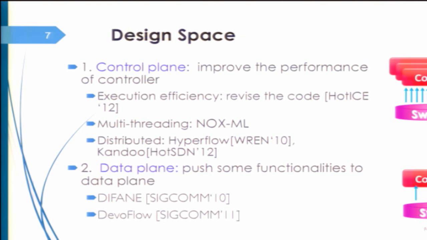For example, the two works differ in the data flow. They all push some functionalities to the data plane, and they push the short-lived flows to the data plane. That is, the data plane can make forwarding decisions without sending the request to the control plane. So the requests are much smaller than in the traditional design. The two design options are both feasible and now also very popular.